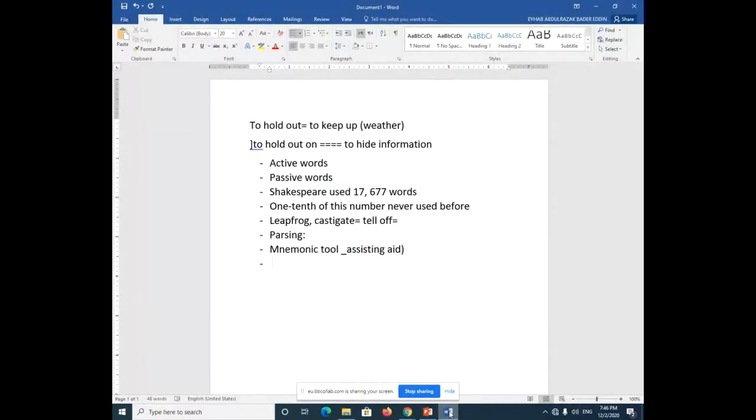They call it mnemonic, and the M is silent. So it is very important to know this.